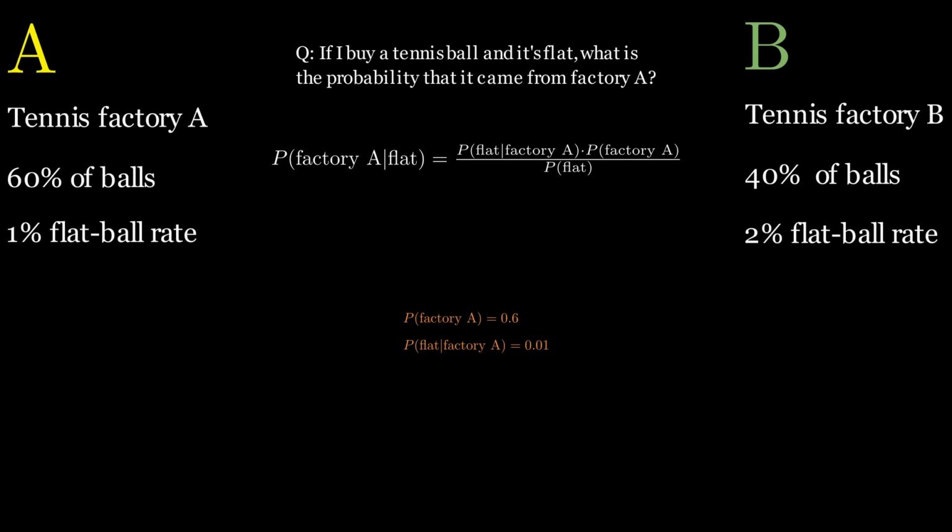Finally, we need to calculate the probability of a ball being flat. To do this, we utilize the law of total probability. Then, we sub this value back into our original equation.